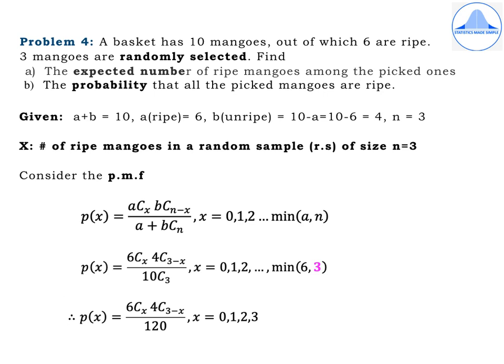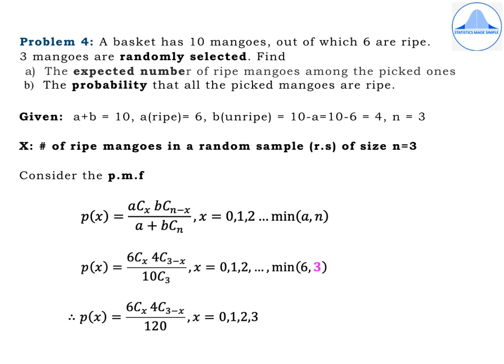So first we need to identify the three parameters of the hypergeometric distribution, that is n, A and B, and always be very careful to check what probability is asked. In the second subdivision of the question, they have asked you to find the probability that all the picked mangoes are ripe. So whenever we define capital X in the problem, it has to be with respect to the probability which is asked. So let's start. Write given.